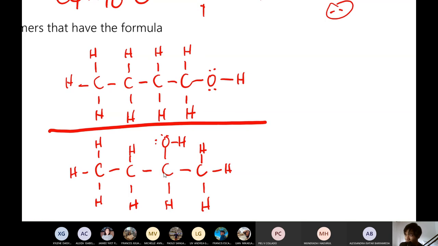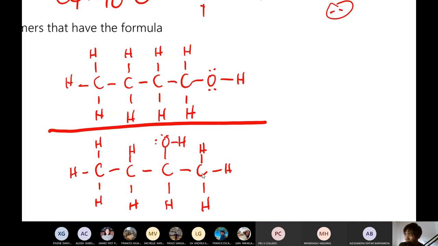Tapos itong OH na to nakadugtong dito sa second carbon. Pag ito kaya nilagay ko dito, is that another isomer or same lang siya sa isa dito? Pag yung OH dinugtong ko dito, that is same as the OH connected to this carbon. Kasi, tignan mo, pag ito dinugtong ko dito, that's same as this OH connected here. Pag binaliktad mo yung paper, pag flinip mo yan, so same pa rin sila ng connectivity. Ang one way for you to know kung same pa rin yan ng connectivity is bilangin mo kung gaano siya kalayo from the end.